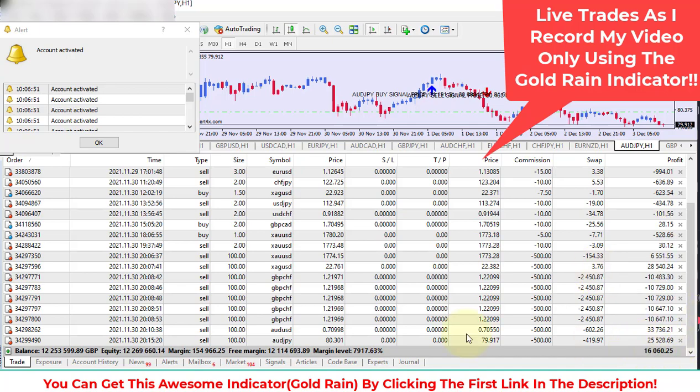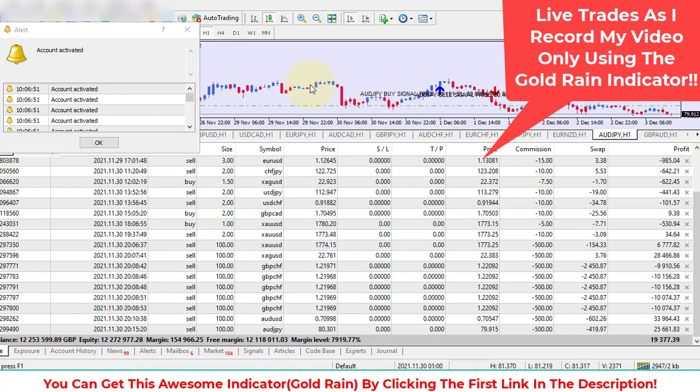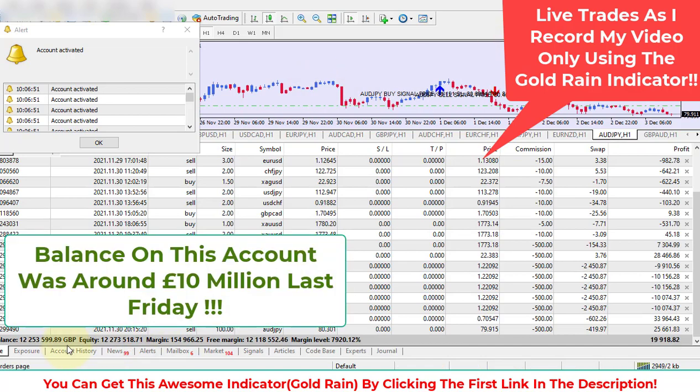At the moment, the floating is plus 17,000. And remember, if you remember last Friday or last weekend video I made, I mentioned this demo account of mine, which the balance was around £1 million, wasn't it, guys? But look at the balance now, it's 12,253,599. Well, it says. But then when I go to MT4, I said around £1 million, isn't it?